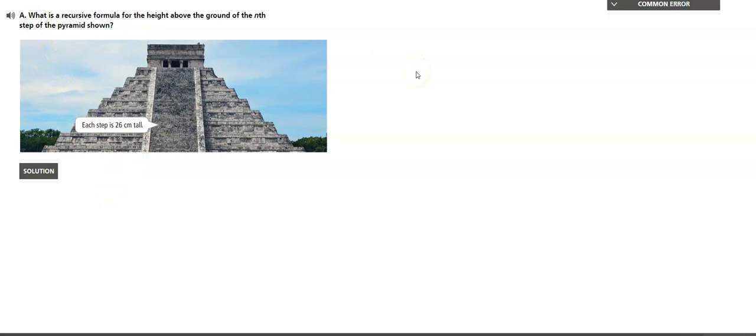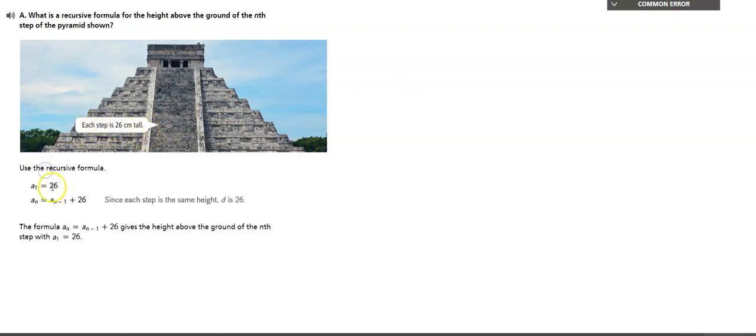So we're going to write the recursive formula for the height above the ground of the nth step of the pyramid shown. So if every step is 26 centimeters tall, then we know that the very first step is going to be 26 centimeters tall. So that's going to be our first term, our A1. The next term is going to be the previous term, which was the term n minus 1, plus 26. Since every step is 26 centimeters, it's the same height, we're just going to keep adding 26 every time we want the next step.